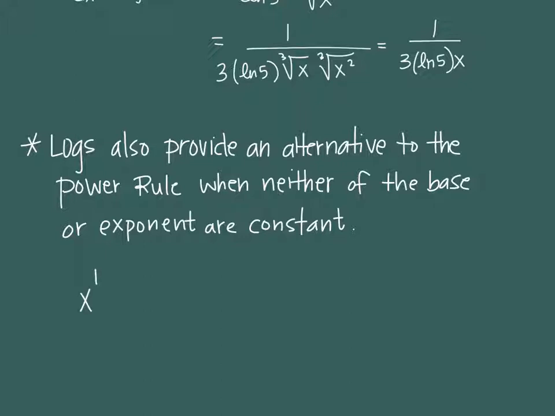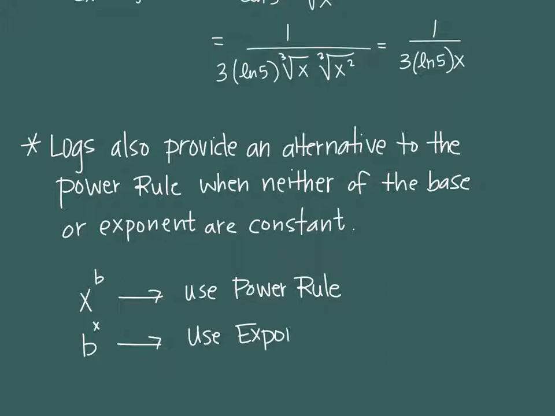If you have x to the b, we're going to use the power rule, because the b is the constant and it's in the power position. If we have b to the x, then you're going to use the exponent rule, which you just learned, and that's when the base is the constant. Exponential, sorry, not just the exponent, would be the exact same thing. Exponential.